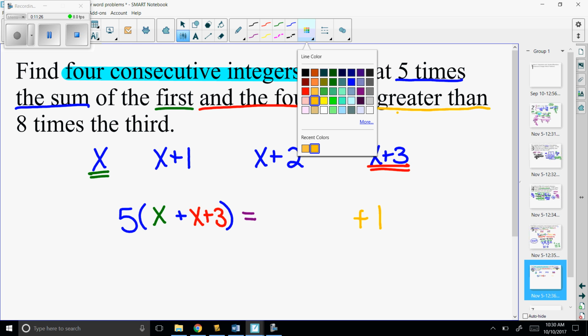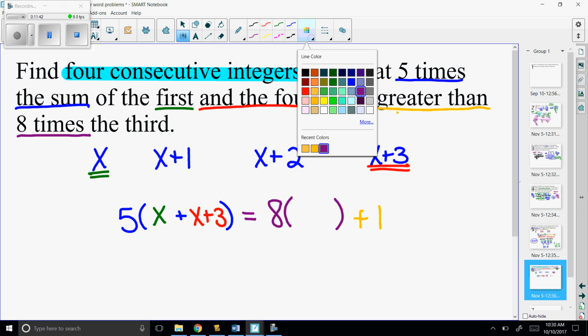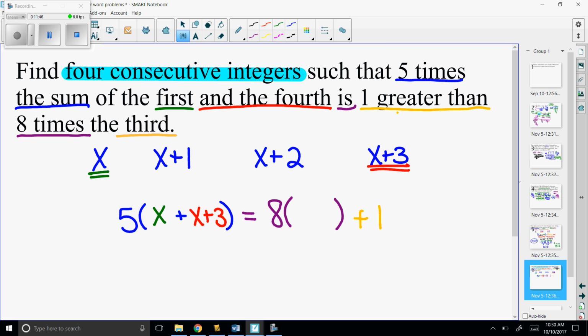So we have that, and now we're going to take 8 times, so 8, ooh, those colors match up, sorry. I could change it if you want. Do I need to change it, or are we okay with the color? 8 times the third. What's the third value? The third is 1, 2, 3. Here's your third term. So that is x plus 2.